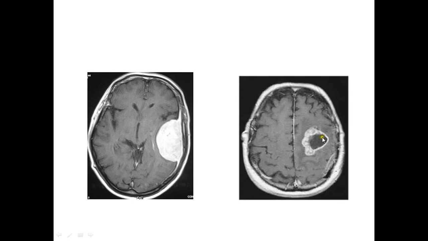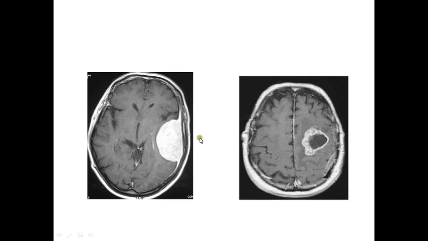This tumor is inside the parenchyma, which might be glioma. And if you look at this one, this lesion has surrounding edema. So in addition to the signs and symptoms of raised intracranial pressure, there will be involvement of the motor strip, and the patient can have weakness on the opposite side.